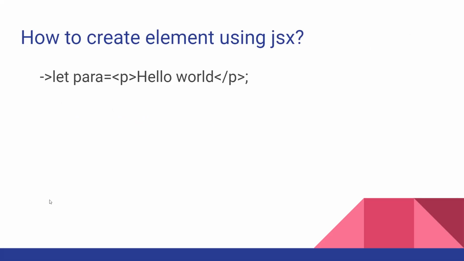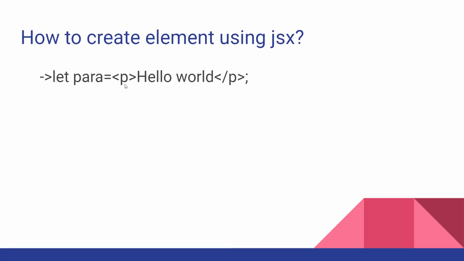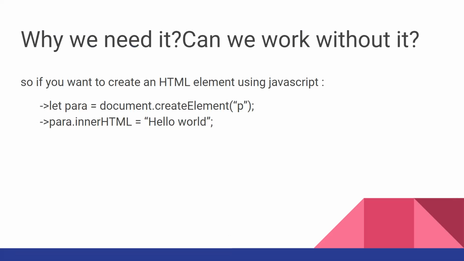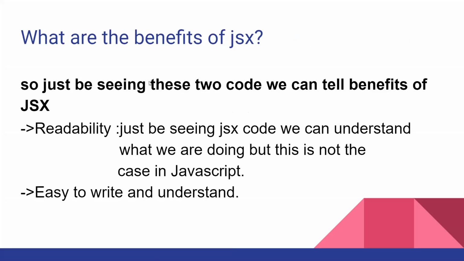So I have created one element using JSX, this paragraph element, and I tried to create the same thing using JavaScript. You can see here, let para = document.createElement and all these things. So this is the JSX code and this one is JavaScript code.